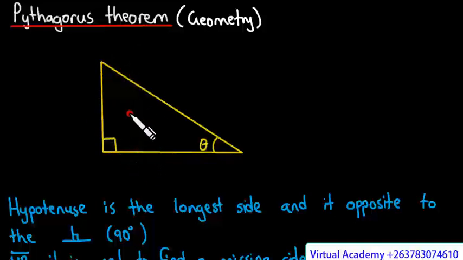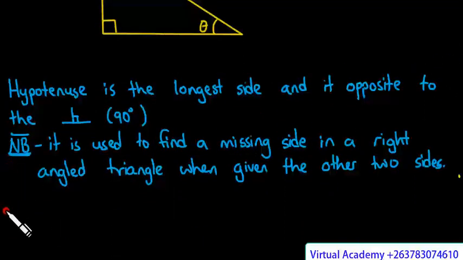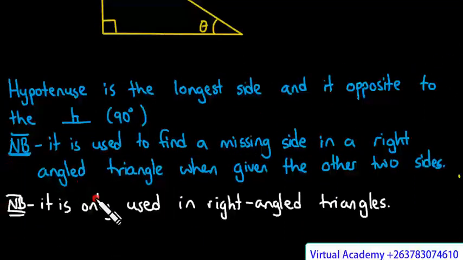But before we actually explore more about the relationship between the sides of a right-angled triangle, let us consider a triangle that we have here. As a matter of fact, this Pythagoras theorem only applies to right-angled triangles. Let me write it down. NB. The only time we are permitted to use the Pythagoras theorem is a case where we have a right-angled triangle. It is only used in right-angled triangles.